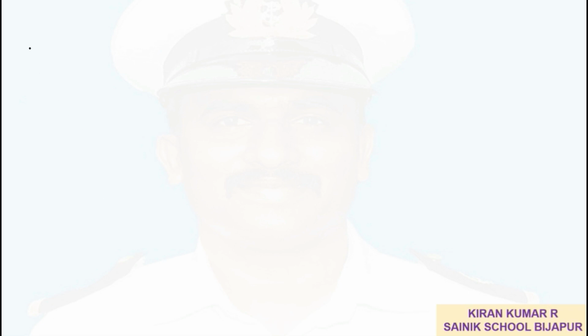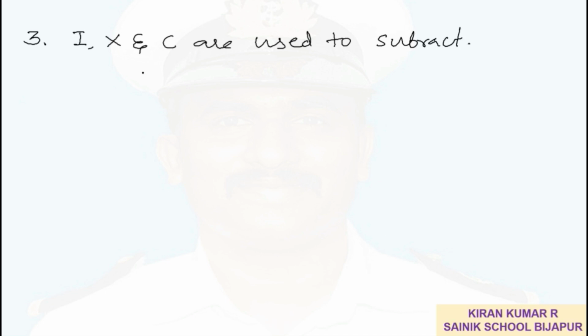In rule 3, third important point, I, X and C are used to subtract. Look at some examples. Suppose if I have IV, the larger value is 5 and the smaller value is 1 and it is towards left side. So 5 minus 1 equal to 4. This is how 4 is written. If you have this symbol I along with the symbol X, 10 minus 1 equal to 9. This is how we represent 9 in Roman.